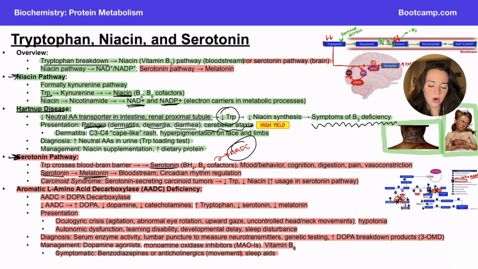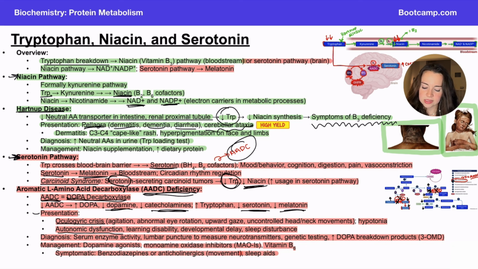We talked briefly about carcinoid syndrome, which was caused by carcinoid tumors, which secrete serotonin, use up all the upstream tryptophan, and can lead to a niacin deficiency by shunting the tryptophan away from the niacin pathway and towards the serotonin pathway. And then we talked about AADC deficiency, AADC being the same thing as dopa decarboxylase, which led to deficiencies in a wide variety of neurotransmitters, leading to clinical features like oculogyric crisis, autonomic dysfunction, and sleep disturbance.